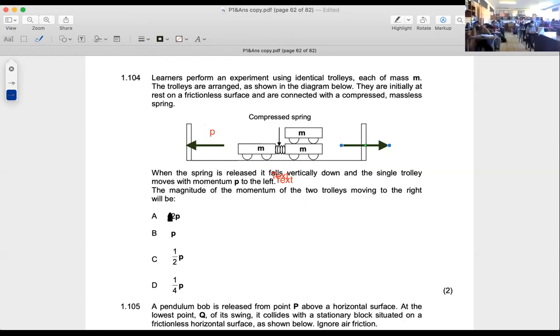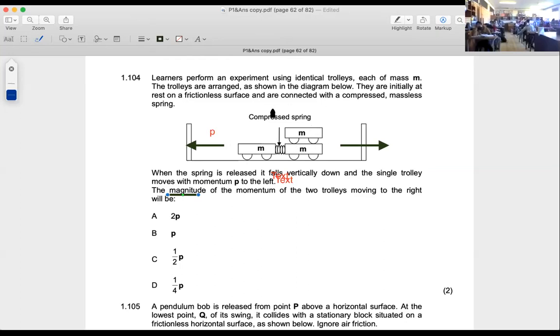Let's have a look. 2p, p, half a p, or a quarter of a p. And remember, they're saying the magnitude, they don't care about the sign. Okay, who says it's A, 2p? Who says it's B, p? Any hands? Okay, that's the answer. Now let's see why.